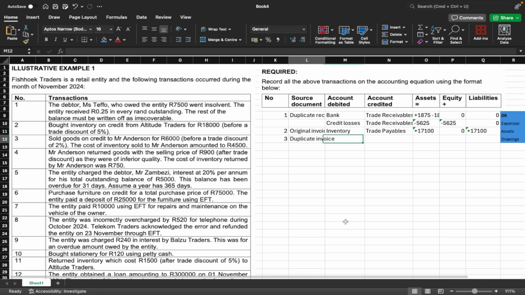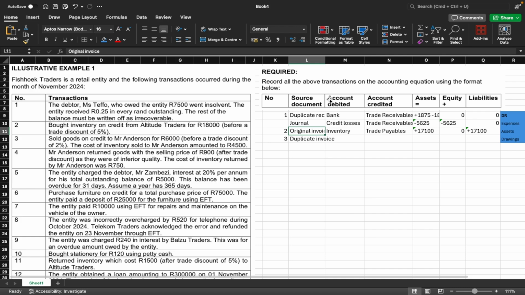And by the way, here where we are recorded for number 1, our credit losses debit and our trade receivables credit, what is the source document here? Well, remember, we're not issuing a document to anyone. It's just an internal recording that we are making here. So I'm just going to write journal. You can also put journal entry or journal voucher to just show that this is an internal entry that you're making. It's not a document that you are specifically giving to anyone. So we're just going to make sure that we put all our source documents for each transaction that happens.